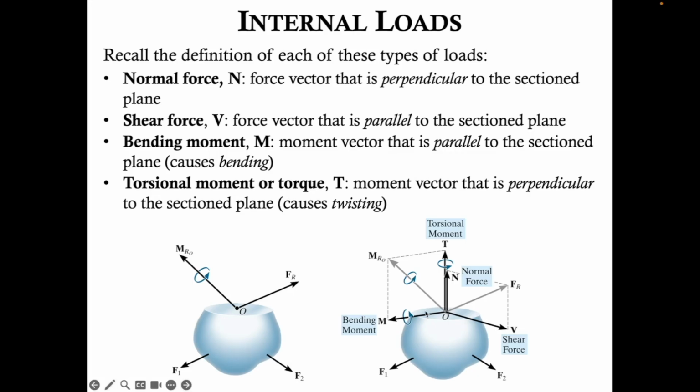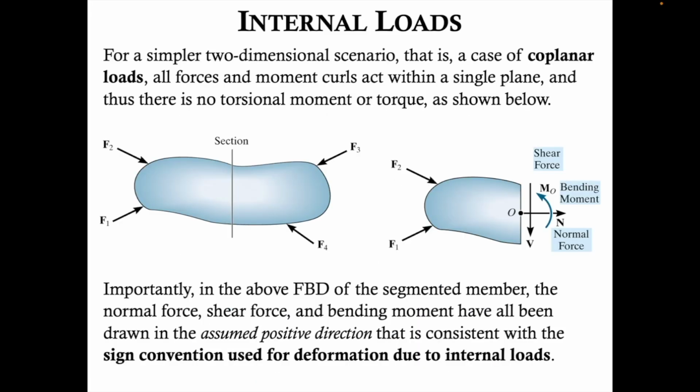Shear force V is a force vector parallel to the sectioned plane. The bending moment is uppercase M. This is a moment vector that is parallel to the sectioned plane and causes bending of the member. And lastly, torsional moment, or simply torque, uppercase T, is a moment vector perpendicular to the sectioned plane that causes twisting along the longitudinal axis of the member. But for a simpler 2-dimensional scenario that is a case of coplanar loads, all forces and moment curls act within a single plane, such as the XY plane.